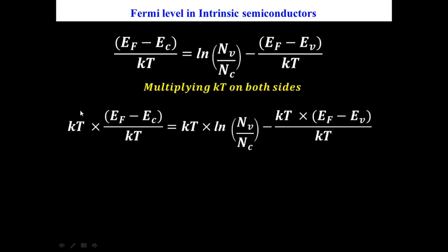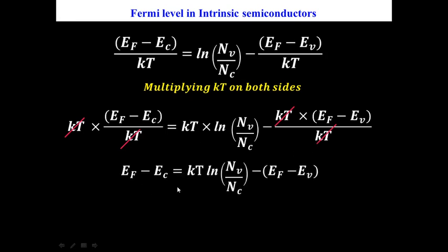I am quoting the same step in this slide. Now we will multiply kT on both sides, because kT is in the denominator. After multiplying kT on both sides, we get kT multiplied by this term is equal to kT multiplied by this term minus kT multiplied by this term. Now kT divided by kT is 1 here, and kT divided by kT is 1 here. In the next step we'll get Ef - Ec = kT ln(Nv/Nc) - (Ef - Ev). Now we'll solve this bracket: minus times minus is plus here. So in this step we'll get minus Ef plus Ev.